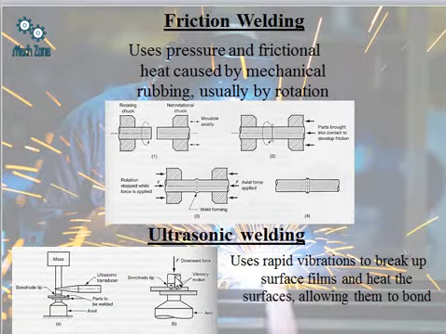even. Now in the ultrasonic welding, we have a very high frequency transducer which is converting the electrical pulses into the ultrasonic vibrations, and because of that ultrasonic energy we are able to do welding. It uses rapid vibrations to break up the surface films and heat the films, allowing them to bond. So this is ultrasonic welding.